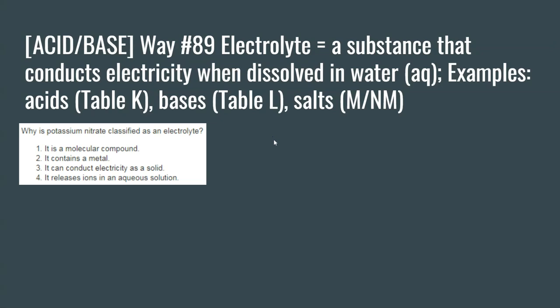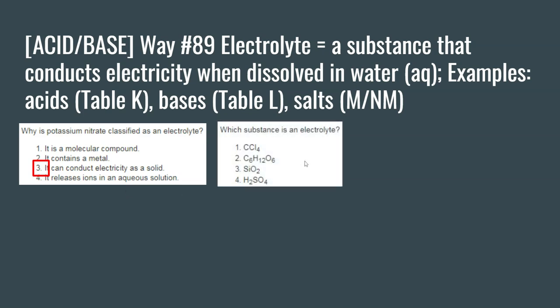Why is potassium nitrate classified as an electrolyte? While it is true it contains a metal, the reason something is an electrolyte is not that it's capable of conducting electricity as a solid. So, I'm sorry, that is incorrect. It releases ions in an aqueous solution. So, answer choice 4 is correct. I misread it. If it said conduct electricity in an aqueous solution, that would be correct, but it does release ions in an aqueous solution. So that's why it's an electrolyte.